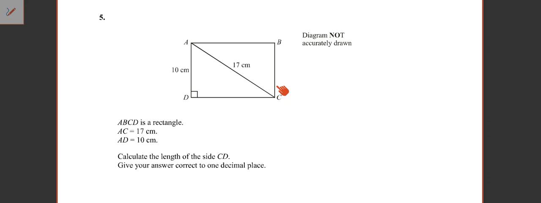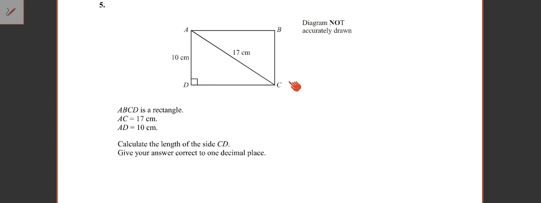Two, yeah, two put together. In this question, you have to calculate the length of side CD. So for me, this is the side that I want to work out. Now, if we're going for a triangle, I'm going to identify that triangle, and I don't need anything else. So I've identified the triangle.